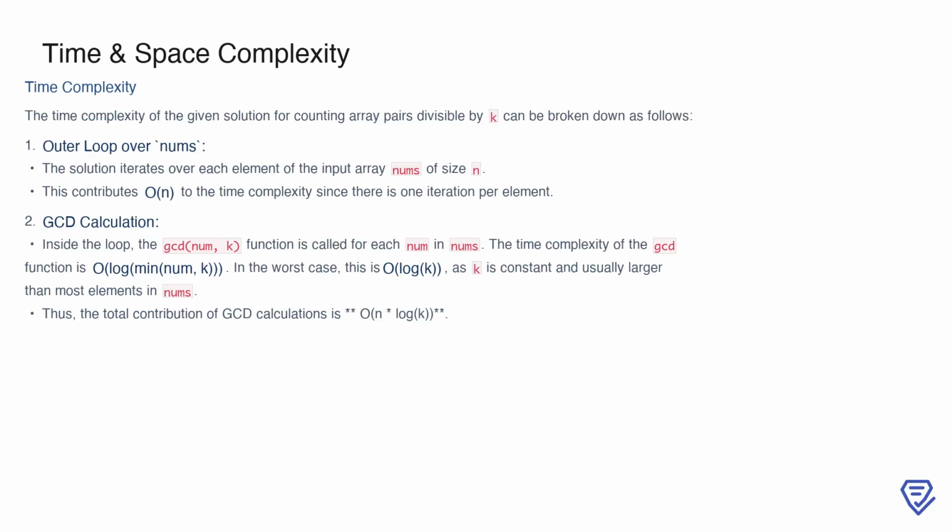In analyzing the time complexity, we start with the outer loop, which iterates through each element in the array nums. Since nums has n elements, this loop contributes n to the overall time complexity. Inside this loop, we calculate the GCD of the current number and k, which is done using the GCD function. The time complexity of the GCD function is log(min(number, k)). In the worst case, this simplifies to log k, because k is a constant and typically larger than most elements in nums. Since the GCD calculation happens once for each element, the total contribution from GCD computations is O(n * log k).